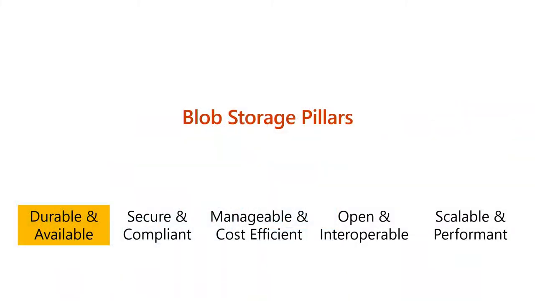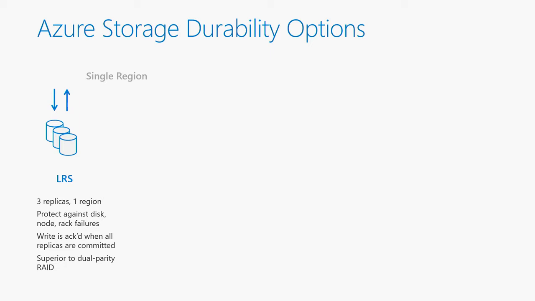So we're going to go into durability first. As you may know, Azure Storage has many durability options. The first one being single region, locally redundant storage. 3 replicas of your data are stored in a single region. This protects against node, disk, and rack failures. So you don't have to worry about storing 3 different copies in 3 different storage accounts or stuff like that. We'll handle it for you.